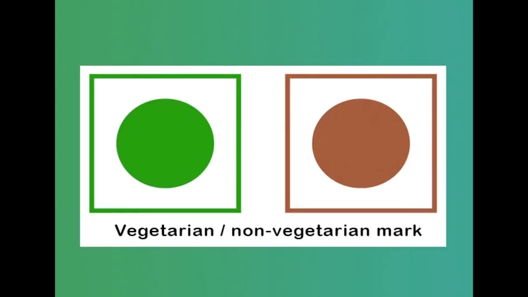Well, let us also study some other marks. These are mandatory marks or labels required by the law in India, but they are not exactly certification marks. These are actually the vegetarian and non-vegetarian marks. Packaged food products sold in India are required to be labeled with a mandatory mark in order to distinguish between vegetarian and non-vegetarian. According to the law, vegetarian food should be identified by a green symbol and non-vegetarian food with a brown symbol.